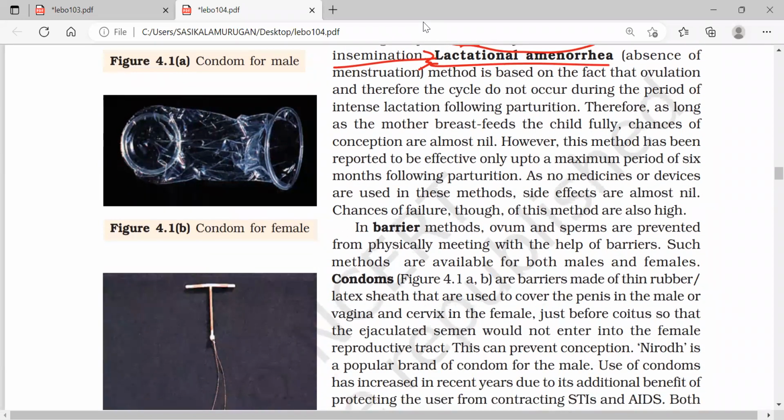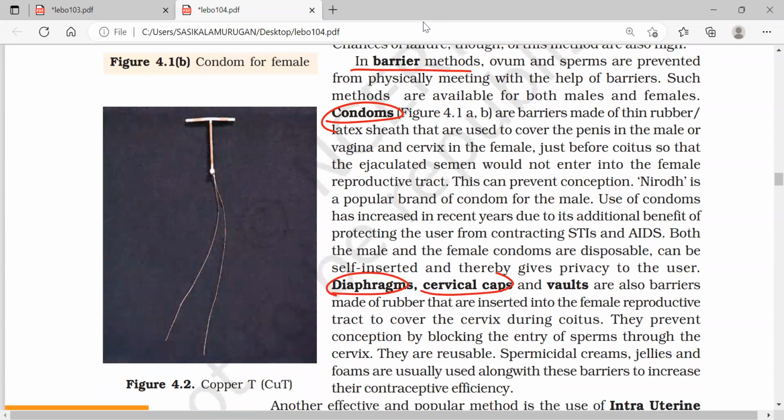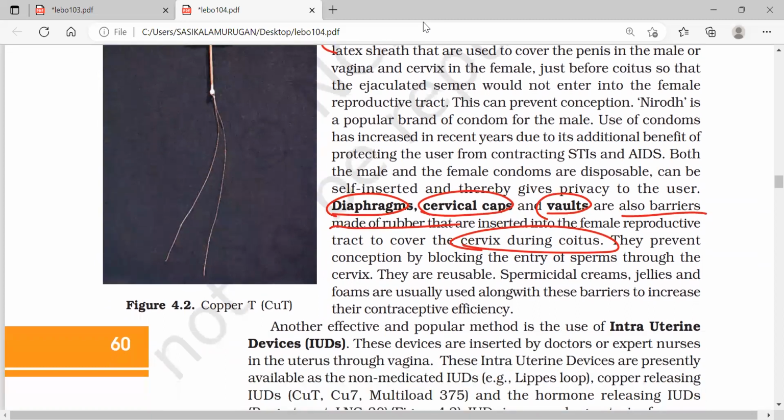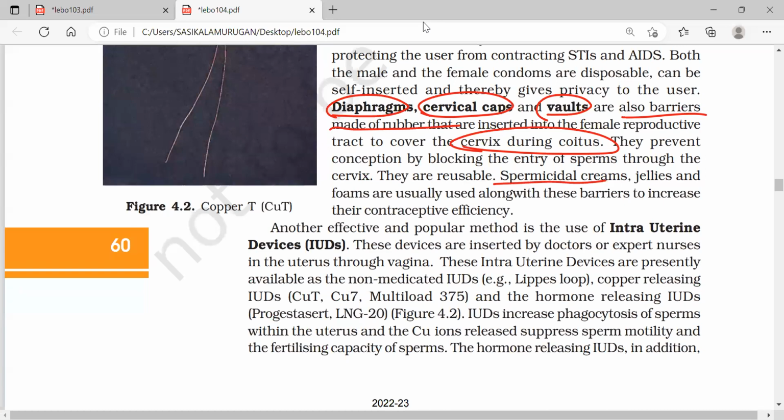The next one is the barrier method. This is another commonly used method. Ovum and sperms are prevented from physically meeting with the help of barriers. These barriers may be condoms, diaphragms, cervical caps and vaults. There are also barriers made up of rubber, which are inserted into the female reproductive tract. They cover the cervix during coitus. With these barriers, there is no chance for pregnancy. Apart from this, some spermicidal creams, jellies, and foams are also used along with these barriers to increase their contraceptive efficiency.